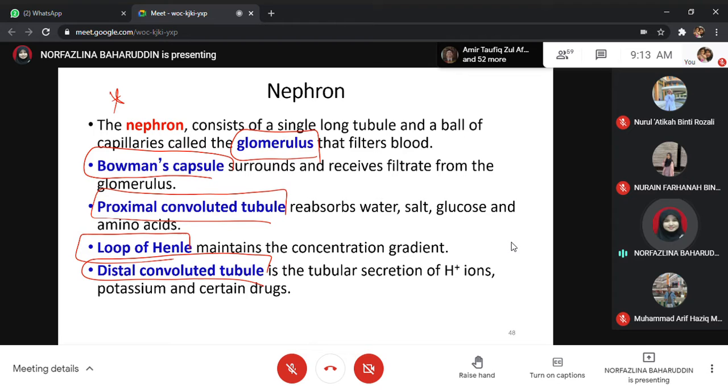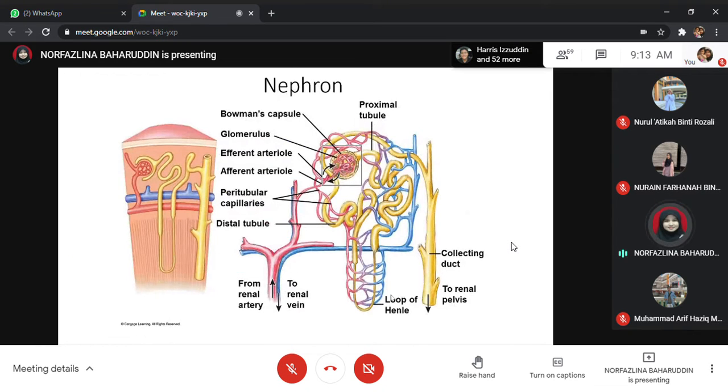So dekat sini dia ada tulis dekat sini. Glomerulus filters blood. Filtration, they involve with filtration. Kalau Bowman capsule, it surrounds glomerulus and receive filtrate from the glomerulus. Maksudnya glomerulus akan filter, okay, and it will be received by Bowman capsule, okay, and later on dia akan pergi to proximal convoluted, loop of Henle, distal convoluted tubule, and last sekali collecting duct. Okay, so dekat sini structure wajib.